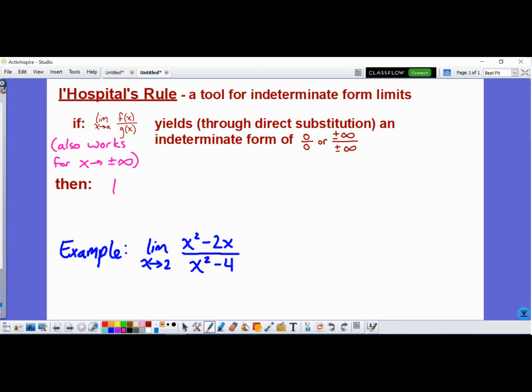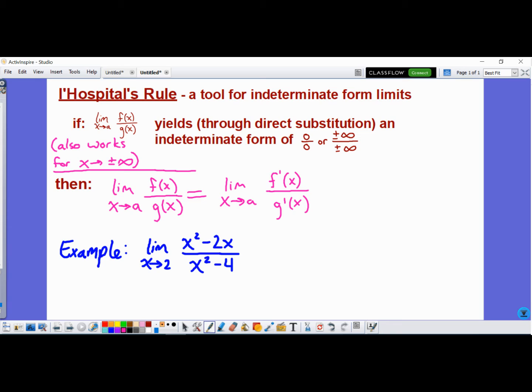It says that the limit as x approaches a of f of x over g of x, so this problem that we started with, will be equal to the limit as x approaches a of f prime of x over g prime of x. And so once you get the hang of it, it's pretty easy to use as long as you can do derivatives reliably. I do want to point out one thing right away.